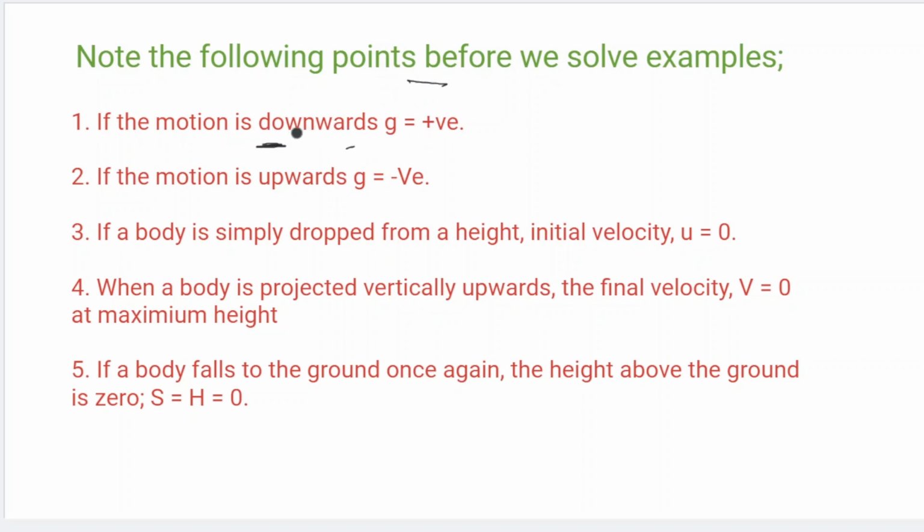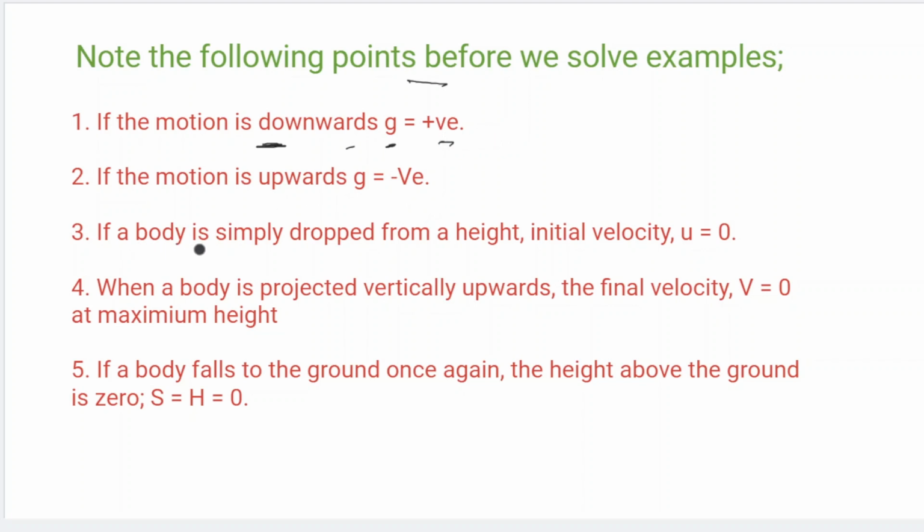if the motion is downwards, g, which is acceleration due to gravity, will be positive, okay? Number two, if the motion is upwards, g will be negative. When you are going against gravity, g will be negative. When you are going in the direction of gravity, g will be positive. That's what we mean, okay?